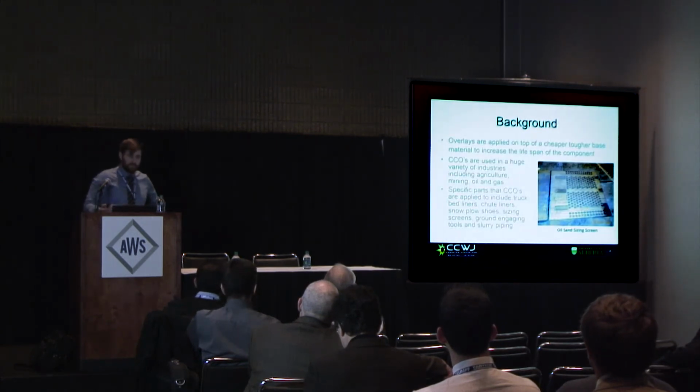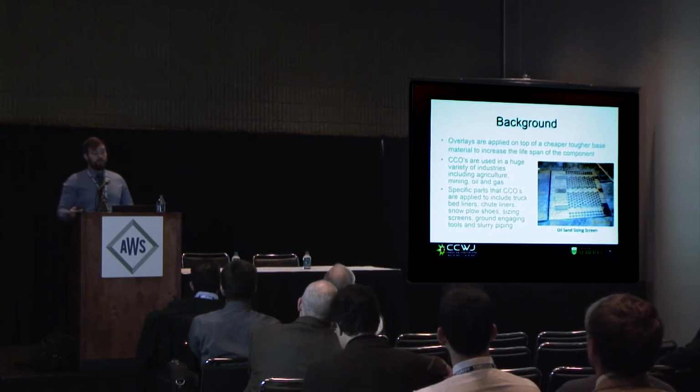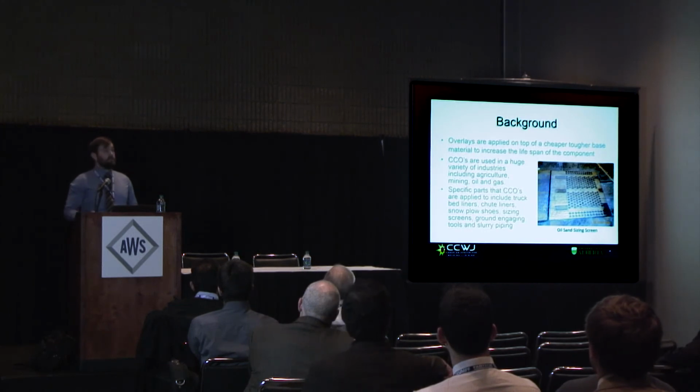A little bit of background also on just overlays in general. If you're not familiar, we're really just adding a hard wear-resistant material to a cheaper, tougher base material. Chrome carbide overlays in particular are used in a huge variety of different industries. This includes agriculture, mining, and oil and gas.